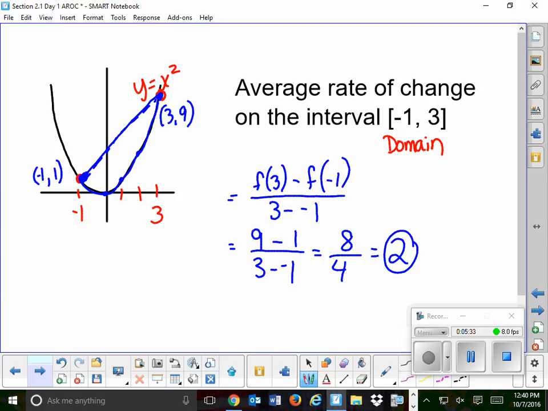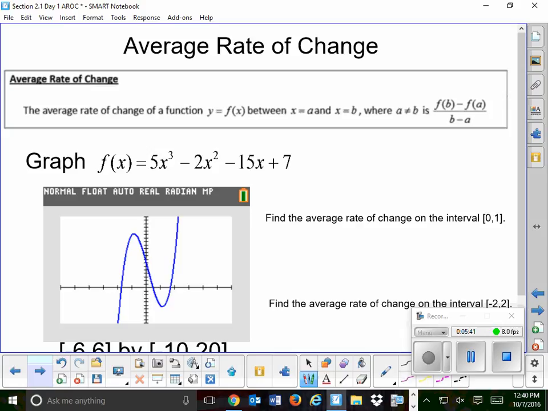If you have questions, write it down in your notes. Hopefully you're taking notes. I should have said that at the beginning, but I'll say it in class. And anytime you need to pause it, pause this. So here you go. Finding the average rate of change at the top.